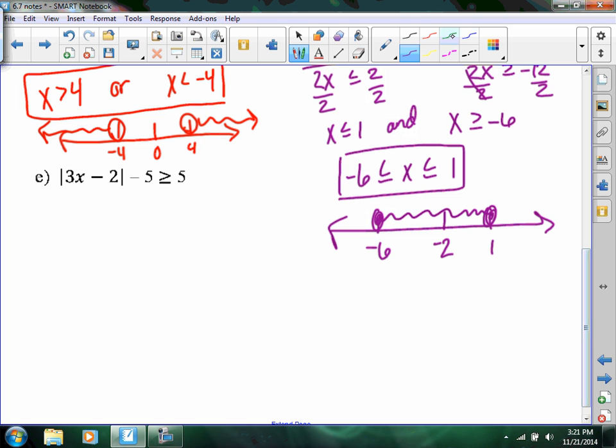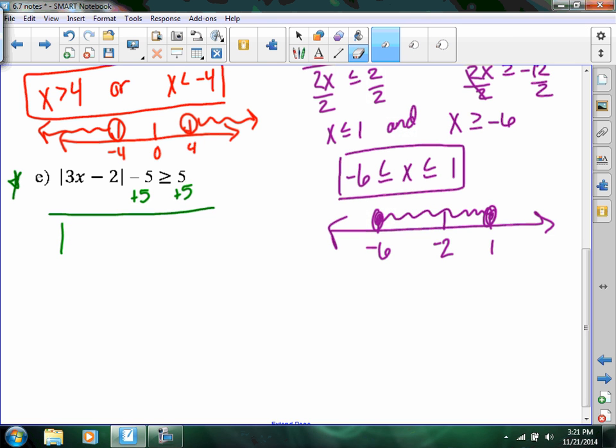Okay, don't forget about part E over here. Now this one is a little trickier because it has this minus 5 outside the absolute values. So I have to add 5 to get it out of there first before I can even set up my two cases. Wrote the wrong number there. So 3x minus 2 greater than or equal to 10. So now that I have the absolute value bars all by themselves, they don't have anything outside of them, then I can set up my two cases.